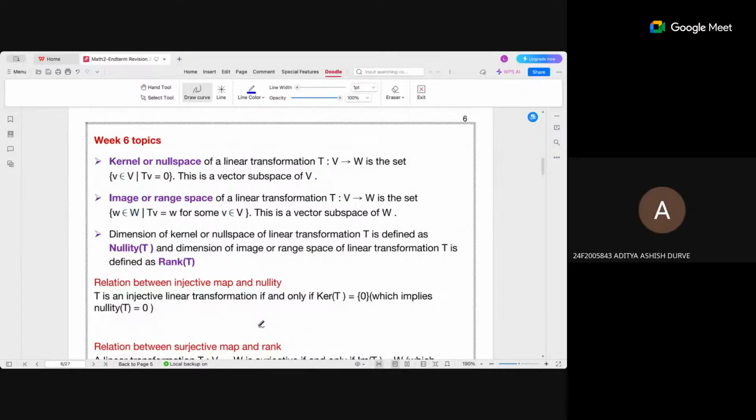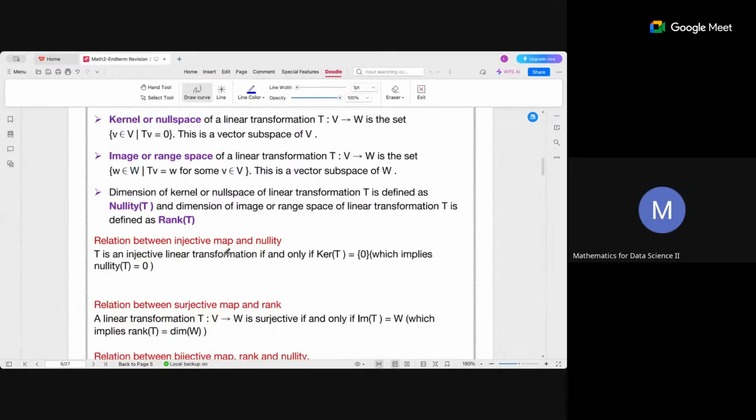So next we move on to week 6 topics. In week 6, first we see what is kernel. So kernel or null space of a transformation is nothing but the set of all v in V such that Tv is equal to 0. We know that this is a subspace of V. And image or range of T is nothing but the set of all w in W for which you have a pre-image in the domain. So this is also a subspace, right? And the dimension of kernel is called the nullity of T, and the dimension of the image or range is the rank of T.